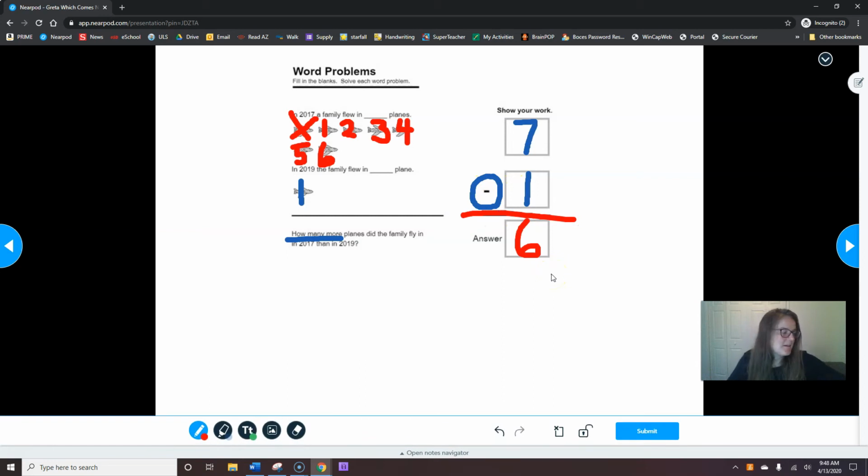Let's see. Here are 7 markers, which are hard to fit in my hands. 1, 2, 3, 4, 5, 6, 7. I'm going to take 1 away. Now let's count them. 1, 2, 3, 4, 5, 6. Okay, so 7 minus 1 is equal to 6.